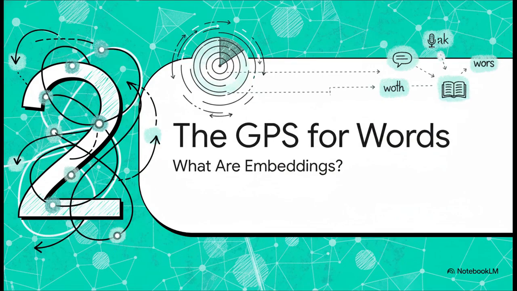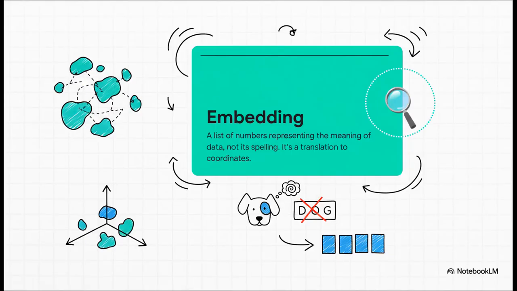Well, the secret sauce is a concept called embeddings. You can think of this as the universal translator that finally lets computers understand the meaning and the context behind the words we use. An embedding is really just a list of numbers. It's what we call a vector, and it acts like a mathematical fingerprint for meaning. So instead of storing the letters DOG, the computer stores a set of numerical coordinates that captures the very essence of what a dog is.